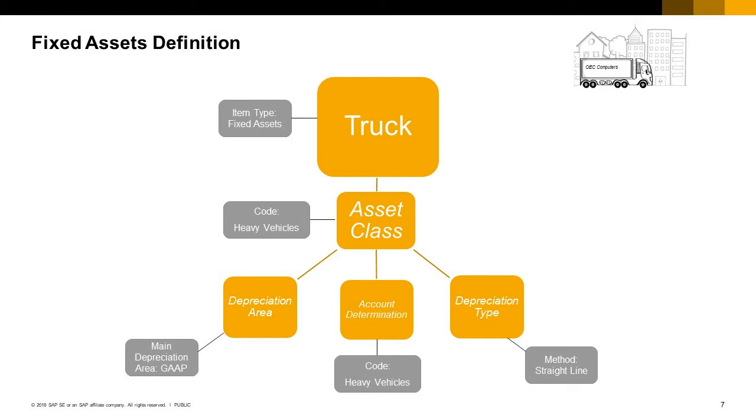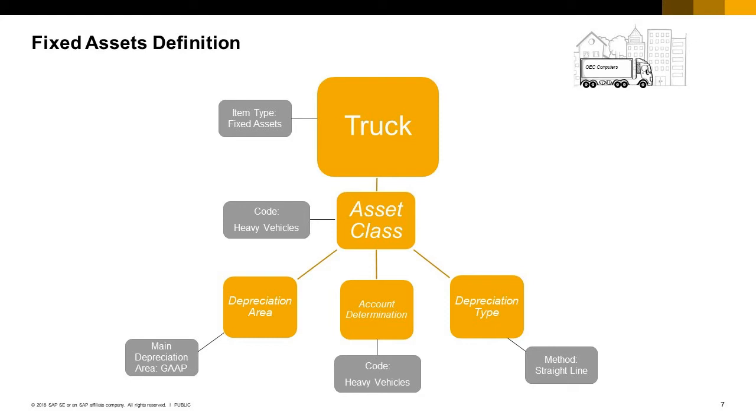The depreciation area is a financial dimension showing the valuation of the asset for a given purpose, for example, book depreciation, tax depreciation, or depreciation for cost accounting. You need to define one depreciation area as the main area. In our example, the main area is GAAP, that is, Local Generally Accepted Accounting Principles.